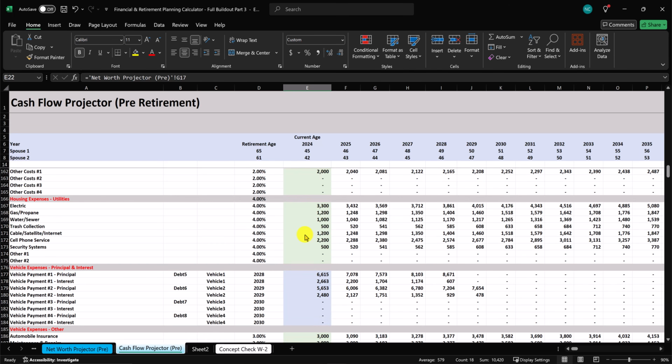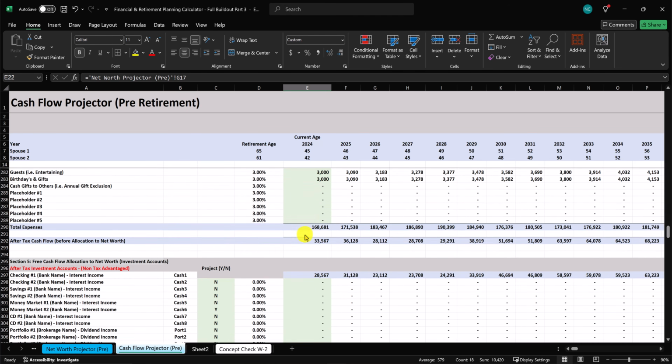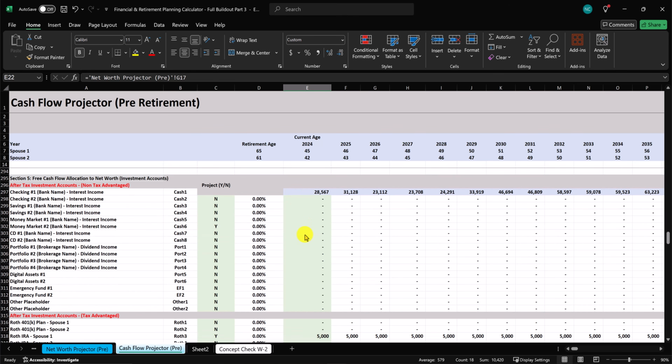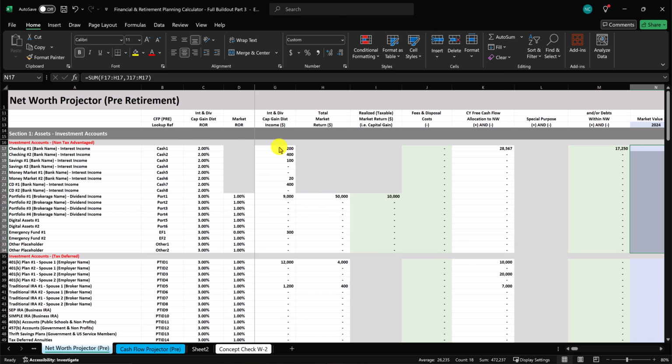Then let's scroll all the way down to the bottom. We're going to come back to these personal expenses in a little bit, but let's just see what the remaining amount is. All the way at the bottom, we allocated $28,567 to checking 1. Back over here on the net worth projector, there's the $28,567. So it would have been included twice. It would have been included here one time, and then it would have been included here as part of the remaining free cash flow that's taken back to our net worth.